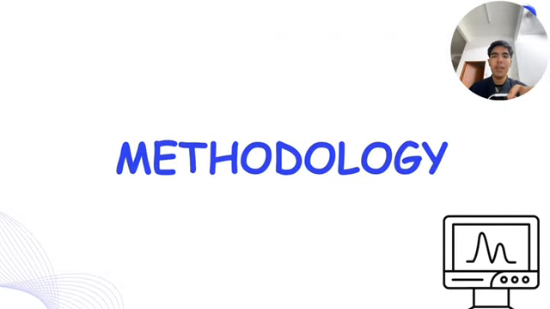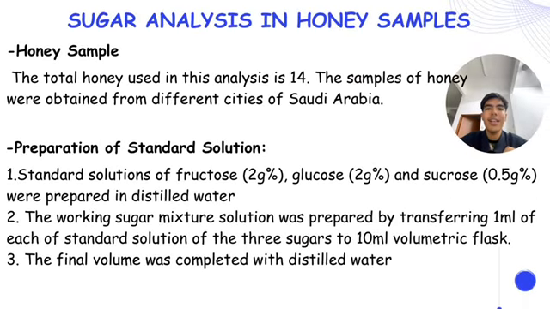So now let's jump into the methodology. Sugar analysis in honey sample. The total number of honey samples used in this analysis is 14. The samples of honey were obtained from different cities of Saudi Arabia.